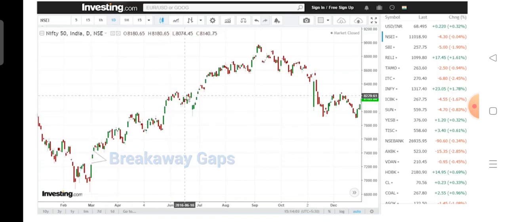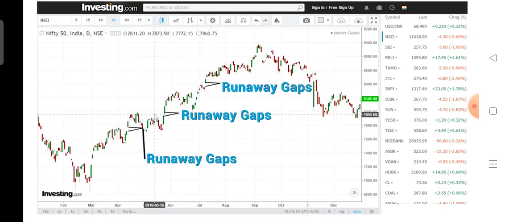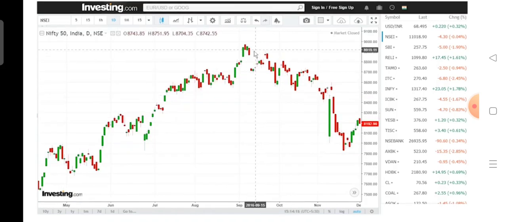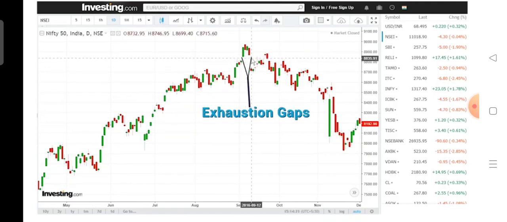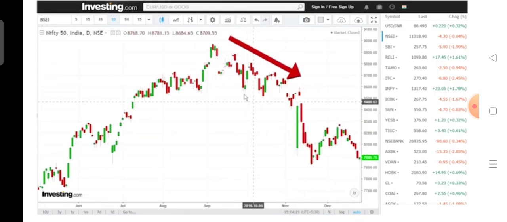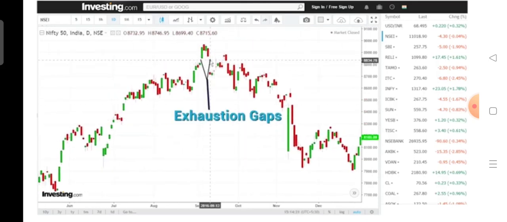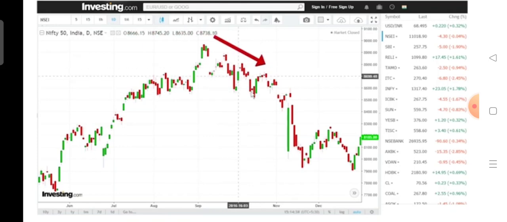In the course of the up move, we will see many gaps which are again never filled and the market moved higher. So these gaps are actually runaway gaps. Now when we talk about this gap, we can see that it was filled within some candles and eventually the market moved lower. So we have seen that this exhaustion gap, as it was filled, showed us that the market may move lower, and the market actually moved lower.